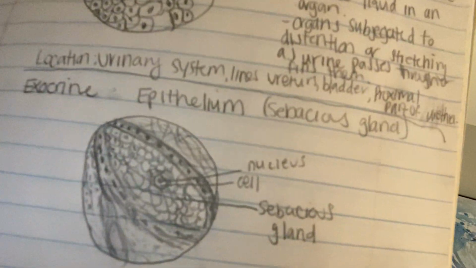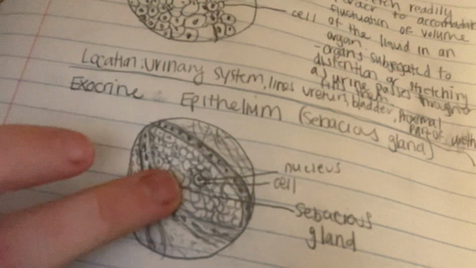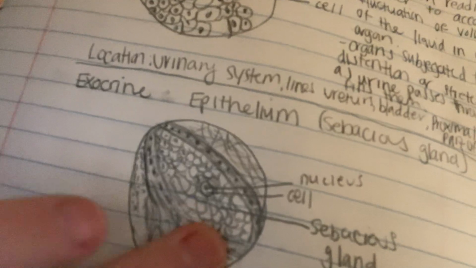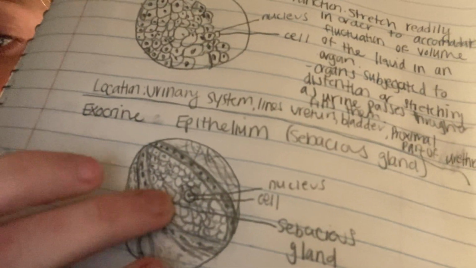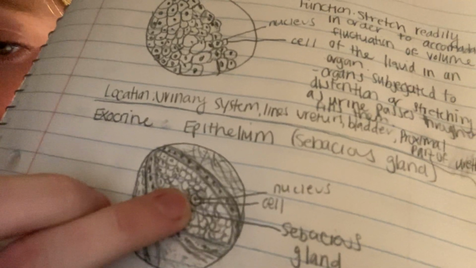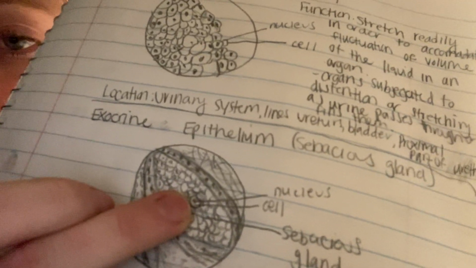So this is what we were looking at, and you can see down here that this is all different. And it's all a little bit bigger, and so this is the actual gland itself, and then here is an image of a cell and what that cell looks like with the nucleus.